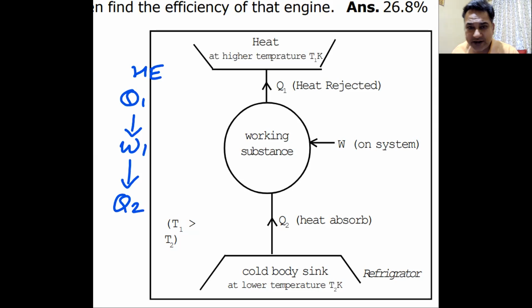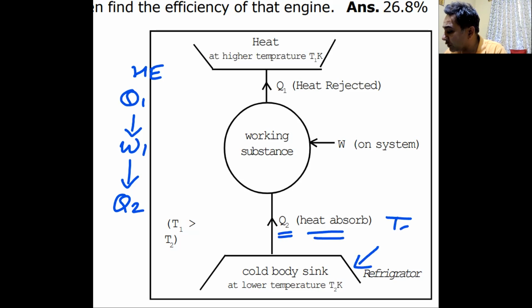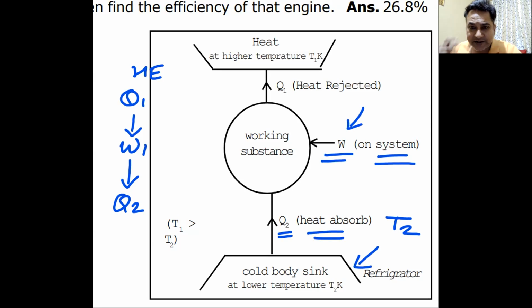Now you reverse the entire process. If you reverse the entire process, what will you do? You will take Q2 amount of heat at temperature T2 from a sink. Instead of giving it out, you are taking it in. Instead of work being output, the work is input. This work is the work needed to run the refrigerator. When you put the refrigerator on power, that is when it works. Do we understand this?